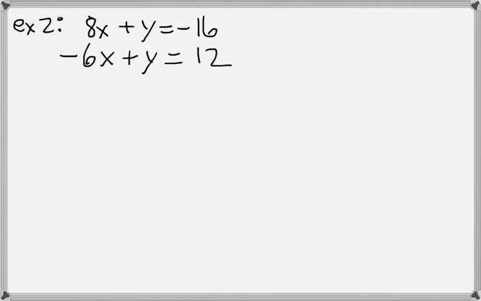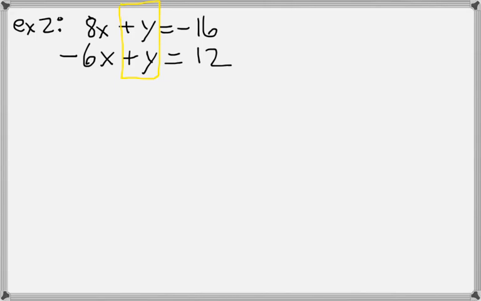Here we have 8x plus y is equal to negative 16, and negative 6x plus y is equal to 12. Keeping in mind again our goal of we want same number, opposite sign when we're choosing to eliminate, it makes the most sense to eliminate y. Half of our battle is already done. We have the same coefficient. We have both of those with a coefficient of 1. All we need to do is change the sign on one of them.